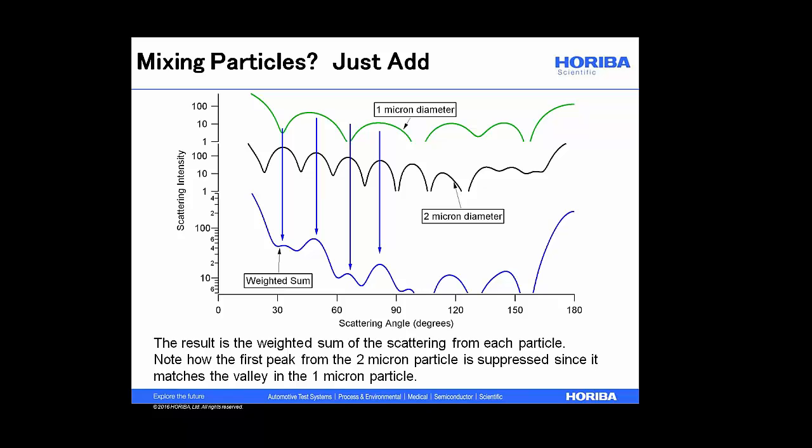Those of you who have been working in particles for a while realize that nearly every real sample is a mixture of different particle sizes. So how do we treat that? Well, we just add. So if you have the scatter intensity from 1 micron particles in the green, and then you have some 2 micron particles mixed in the black, I can just add up these two scattering patterns and get a weighted sum according to how much of each to find the scattering pattern that I measure for that particular mixture, which is shown in the blue. And you can see how some of the peaks at the 2 micron diameter have been suppressed because I have the valleys from the 1 micron particles.